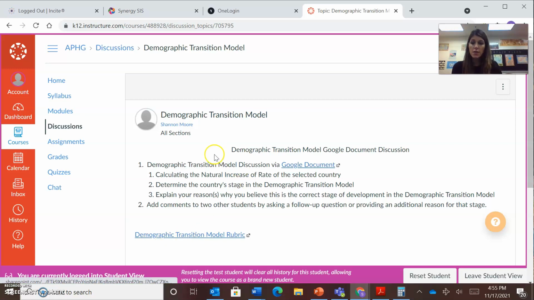So there are two components. The first is that you will need to make your initial post. In your initial post, you'll need to calculate a country's natural increase rate, determine their stage of the demographic transition model, and then explain your reasoning. And then the second part is that you'll need to add at least 2 comments to this Google Doc. So let's look at the Google document.